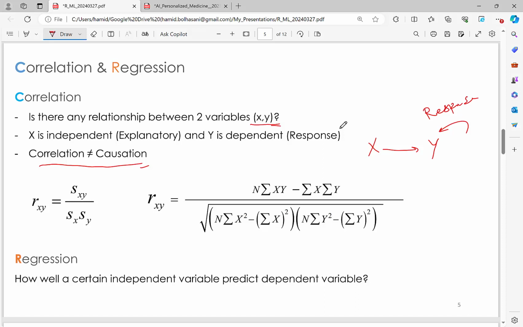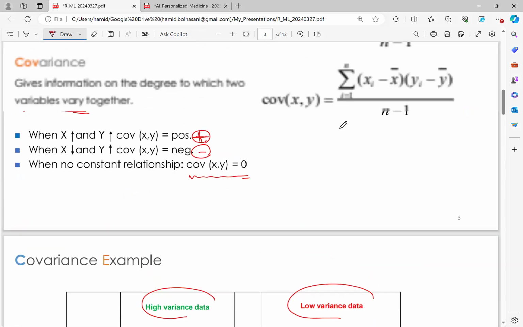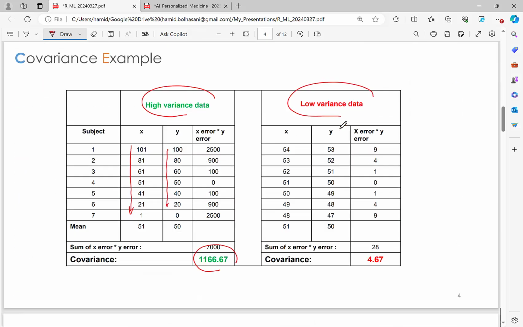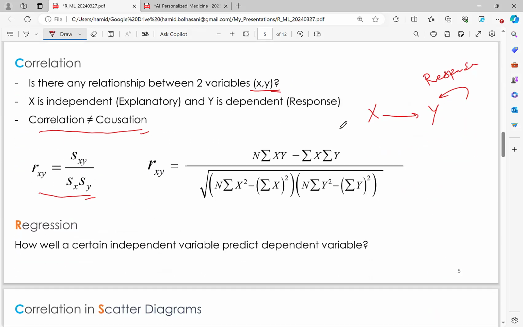So this is the formula for correlation. You can see here, and we already defined the S in the previous slide. And regression. So what is the regression? How will a certain independent variable predict a dependent variable? How can x predict y? How does this independent variable predict the dependent variable?